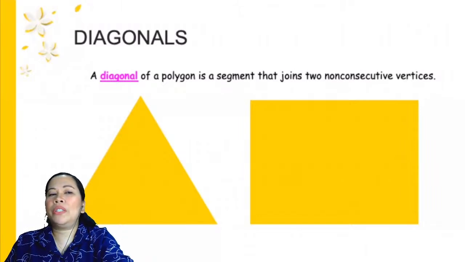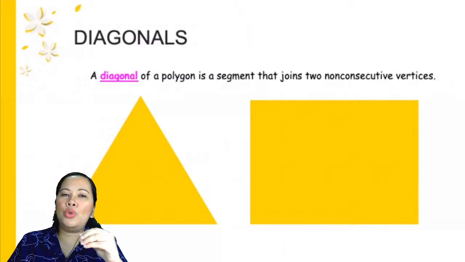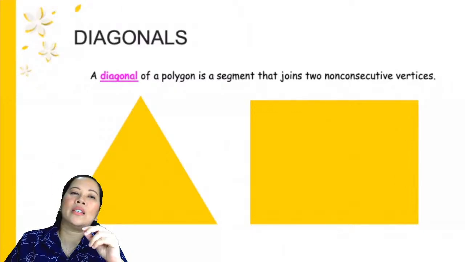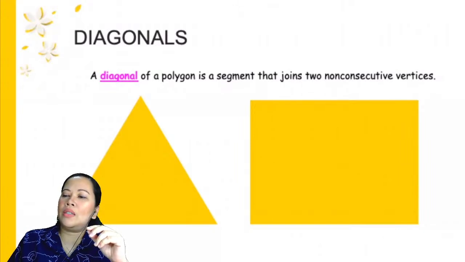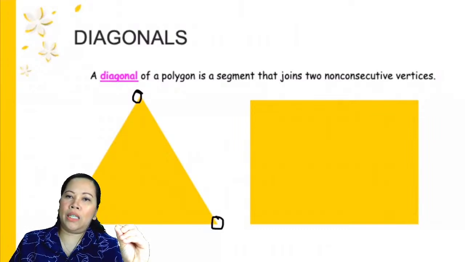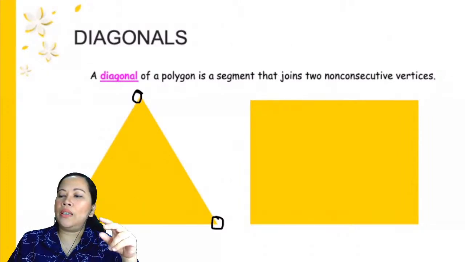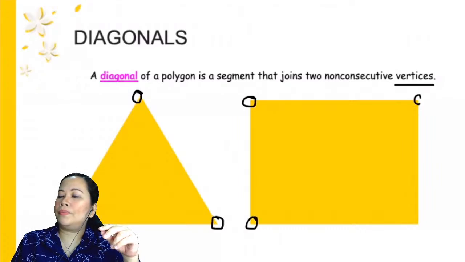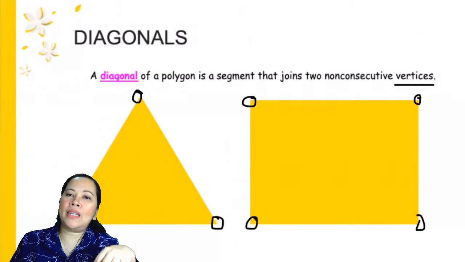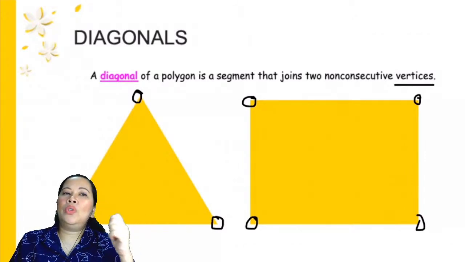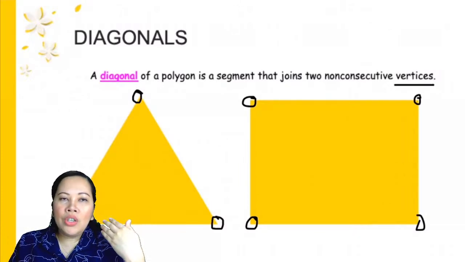When we talk about diagonals, a diagonal of a polygon is a segment that connects two non-consecutive vertices. If we talk about vertices, this is your vertex. That point is the common endpoint of two segments that form your sides. So these are your vertices. This one, that's your vertex. Two common sides. And a diagonal is a segment that joins the non-consecutive vertices.